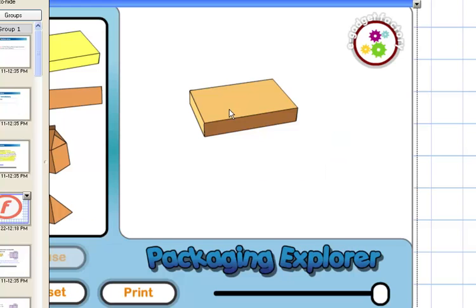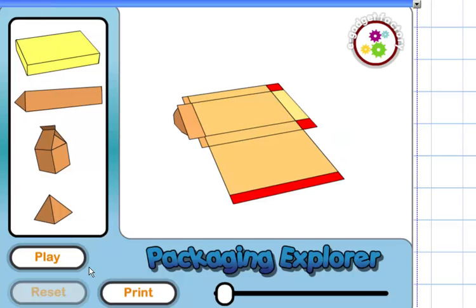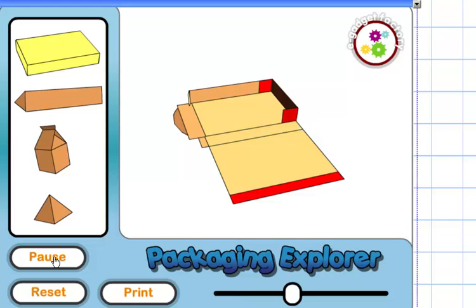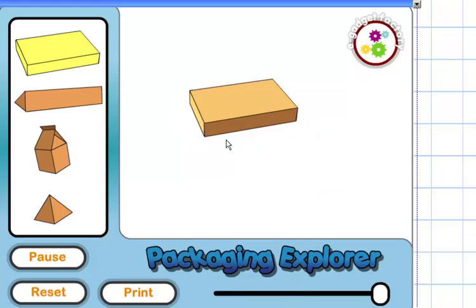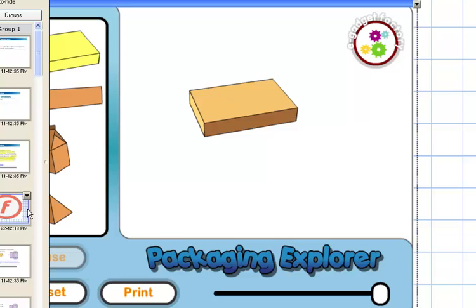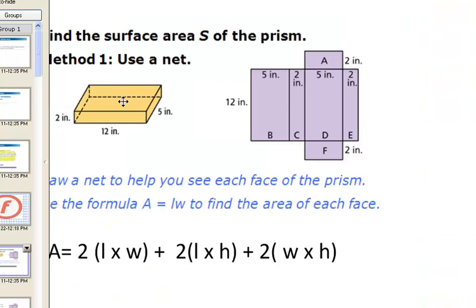Alright, here's a rectangular prism unfolded, or folded up. We're going to dismantle it and break it down, and just watch what happens when we assemble it. So the right side is being folded, now the back is being folded. Now see how it has a top and a bottom that are congruent? It has a front and a back that are congruent, and it has a left side and a right side that are congruent. Rectangular prism.